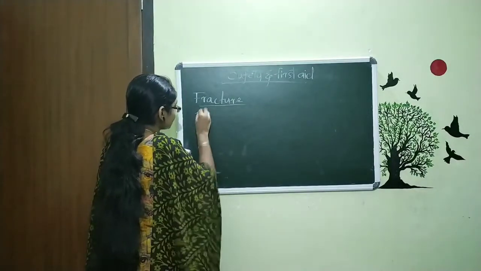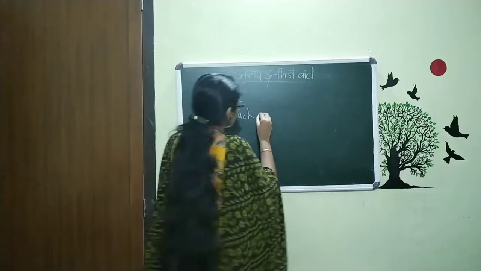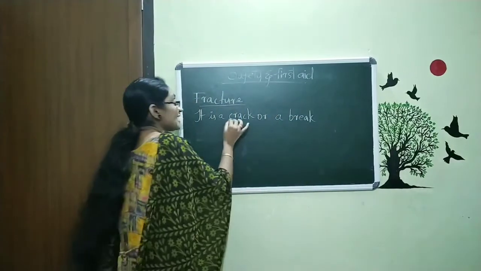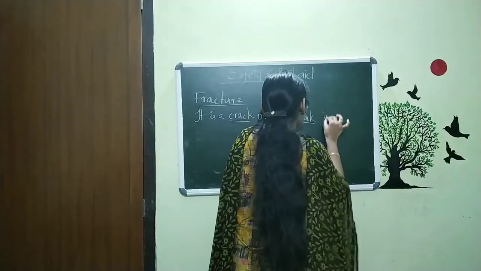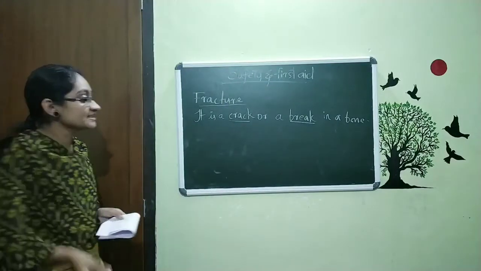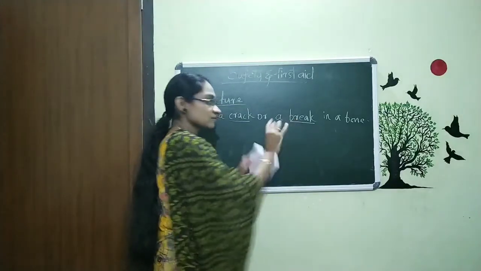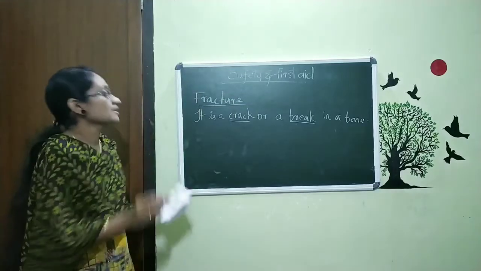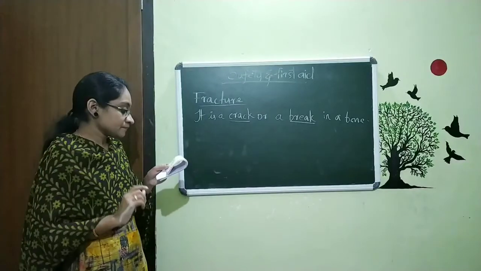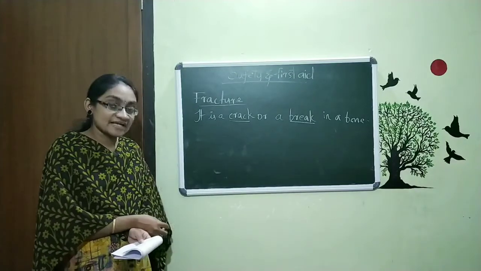It is a crack or a break in a bone. So this is the definition of fracture. That means a crack is a very small break, and a break is a big one. That is why we call it a fracture. It is a crack or a break in the bone. It may occur with accidents. With some accidents, fractures sometimes occur.